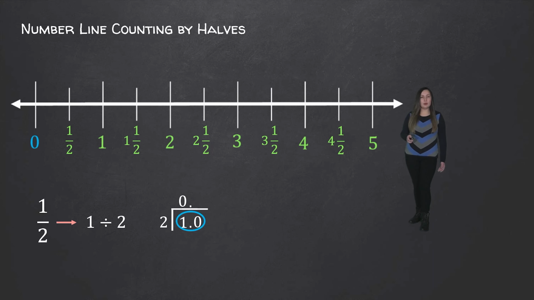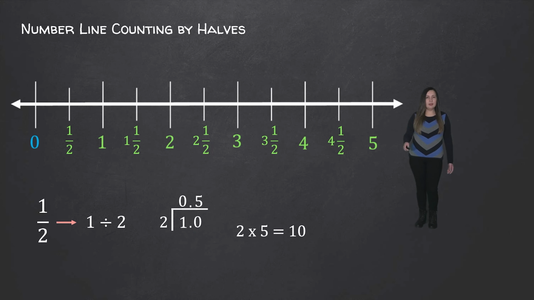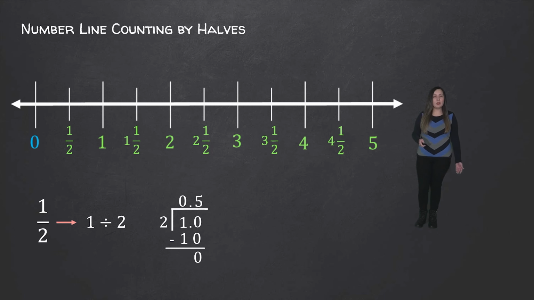And then we're going to ask ourselves, how many times does 2 go into 10? So we're going to ignore the decimal point for right now because we brought it up. And 2 goes into 10 5 times, and that's because 2 times 5 is equal to 10. So we're going to write that value, and then we're going to subtract. So 10 minus 10 is equal to 0. So that means that 1 over 2, written as a decimal, is 5/10.